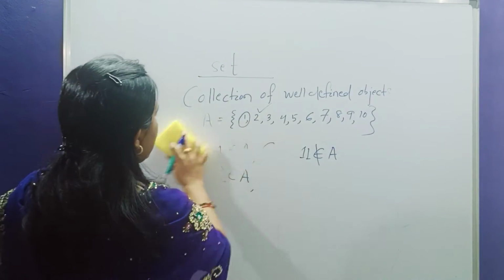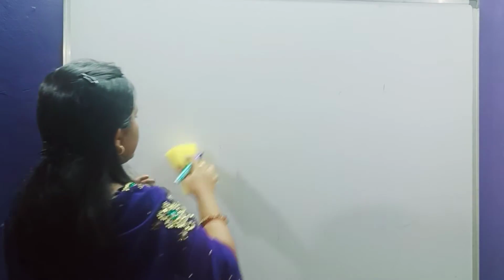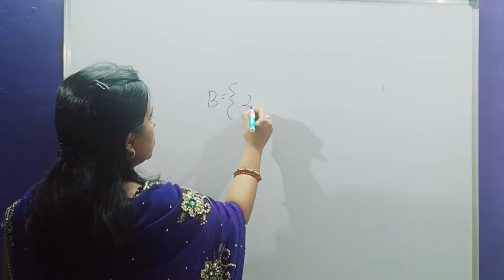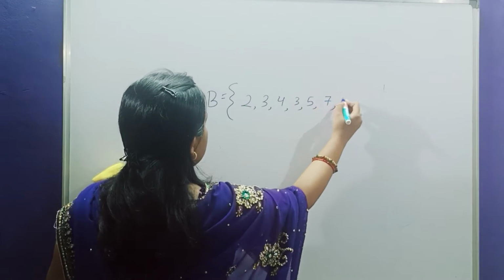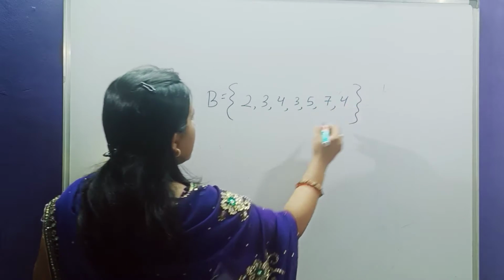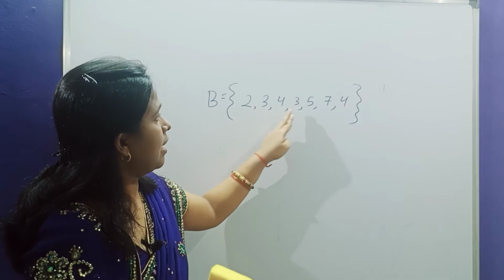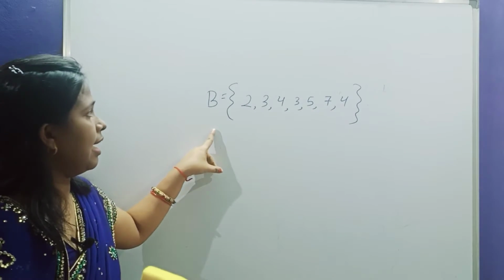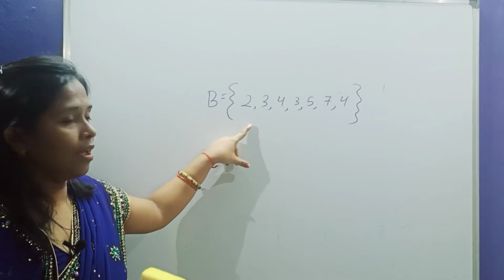And if I am writing another set, let it be B, I am taking elements 2, 3, 4, 3, 5, 7 and 4 again. Here you see 3 is repeated twice, 4 is also repeated twice. So in a set, we should avoid repetition.